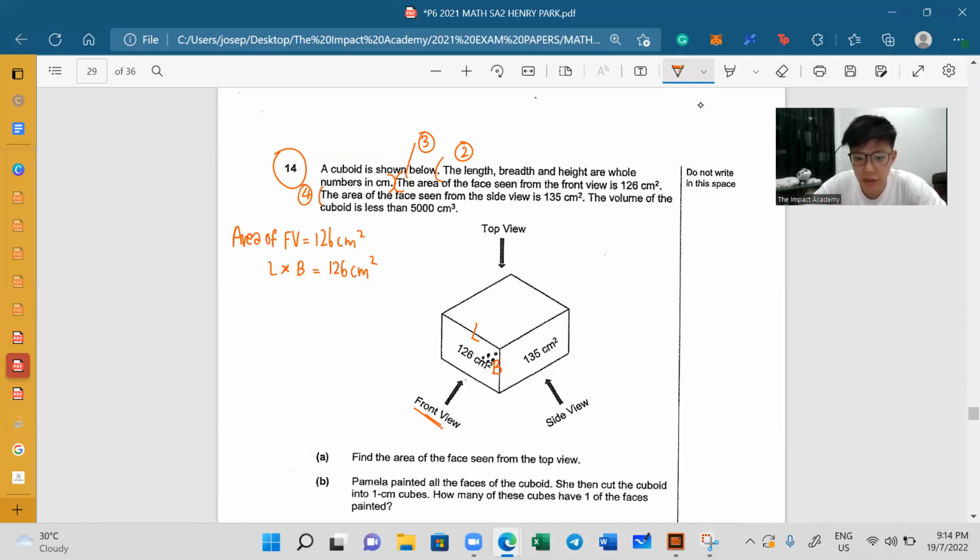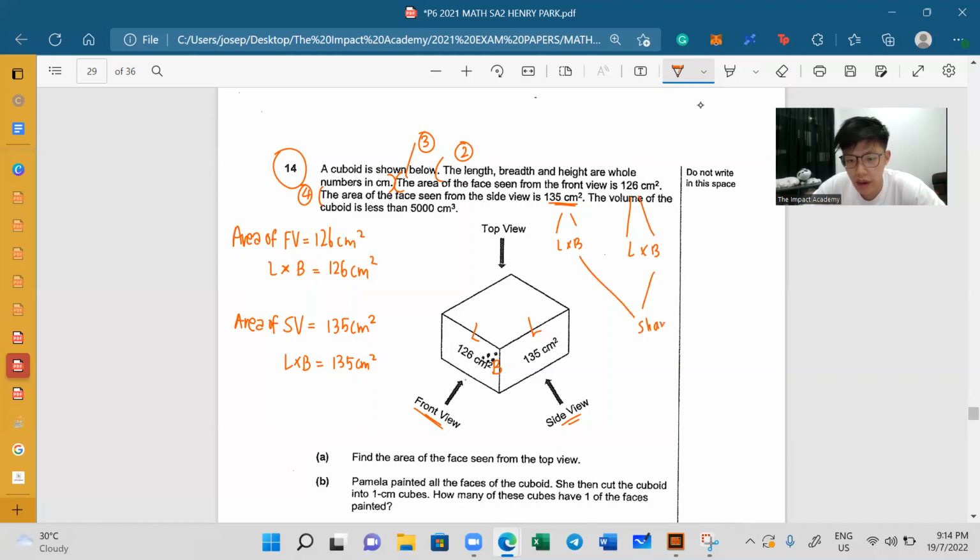The area of the face seen from the side view is 135 centimeters squared. So area of side view equals 135 centimeters squared. So L times B equals 135 centimeters squared. Now, looking at this, let's talk about the side view first. I know that the length is here and the breadth is definitely here. So this is L times B and this is also L times B. And another thing you really need to know is that they are sharing the breadth.